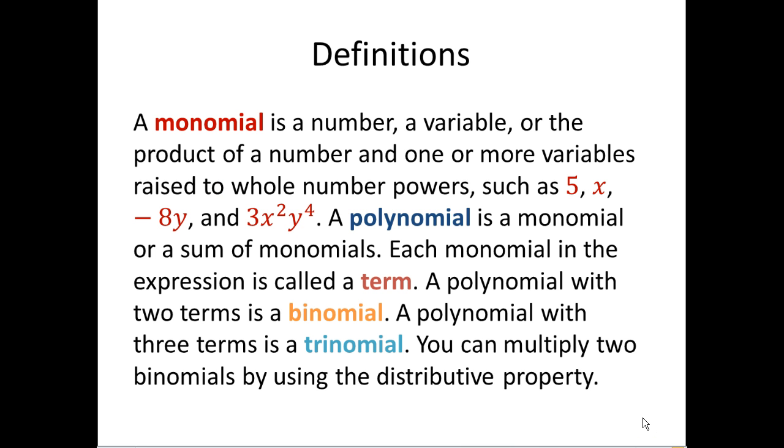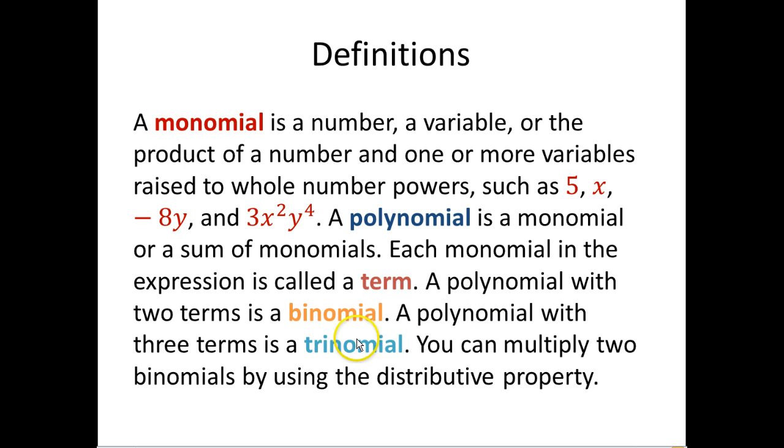A few definitions here before we begin with the lesson. A monomial is a number, a variable, or the product of a number and one or more variables raised to whole number powers. For example, these are all monomials: 5x, negative 8y, and 3x squared times y to the fourth. A polynomial is just one monomial or a sum of monomials, which we've seen before. Each monomial in the expression we call a term.